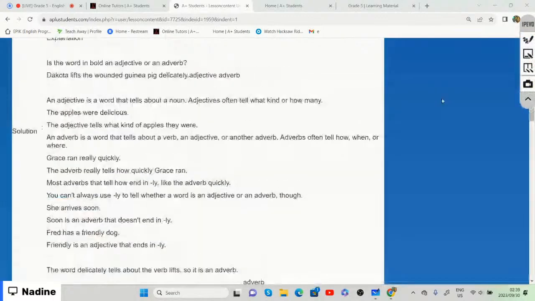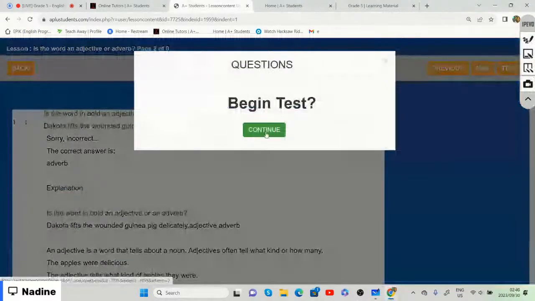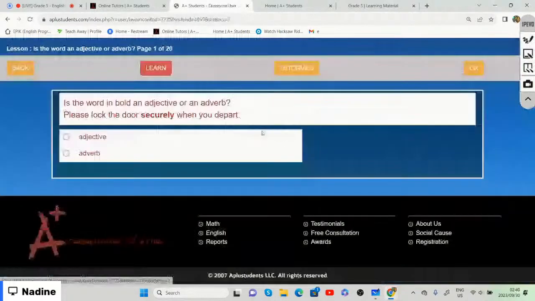All right. So now we're going to our test, right? We're going to a test where we are going to see is the word an adjective or is the word an adverb. So we need to say if the word is either an adjective or if the word is an adverb.